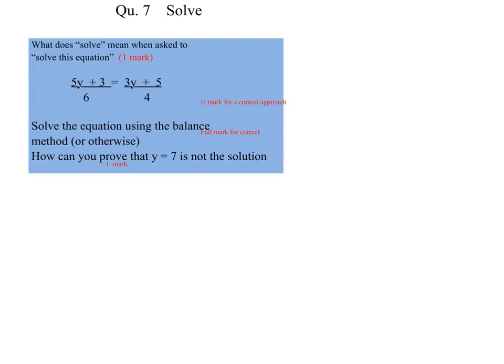As always, solve means to find the value of the letter. Now, when working with fractions on both sides, it is best to get a common denominator first so that we can then multiply out by that. So the lowest common multiple of 6 and 4 is 12. So we can make them both into fractions over 12.